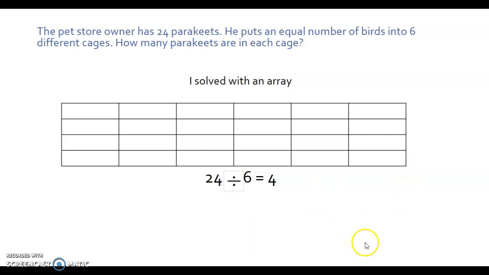Here's my array that I drew for that. We're doing 6 cages, so I made 6 columns. 1, 2, 3, 4, 5, 6. And I did 6, and I added 6 more, and that gave me 12. And I added 6 more, which gave me 18. I added 6 more, and that took me to 24, because 24 was my total.